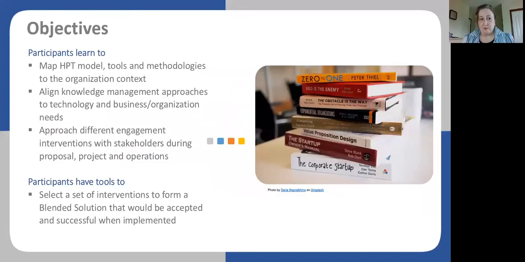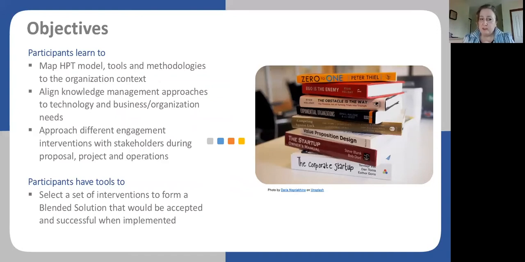So today we also want to be sure that you would be able to learn a few things and also have tools to apply as you go forward. So from a learning perspective, you will see how we map the blended solution to the HPT model, what tools and methodologies we have used, and how we align them to the organizational context, which is important, and align knowledge management approaches to technology and business, and of course, organization needs. Technology is not everything in those initiatives. It is an enabler, and then how we really look at that.